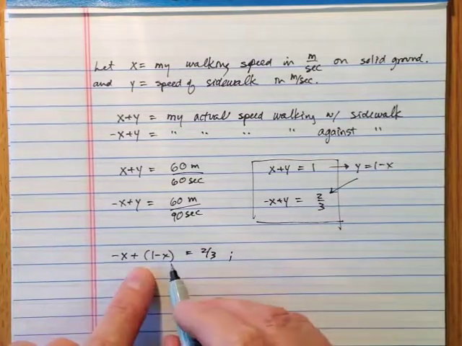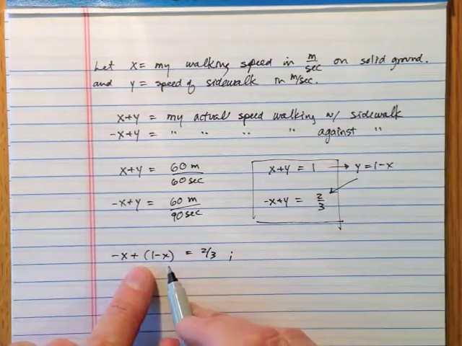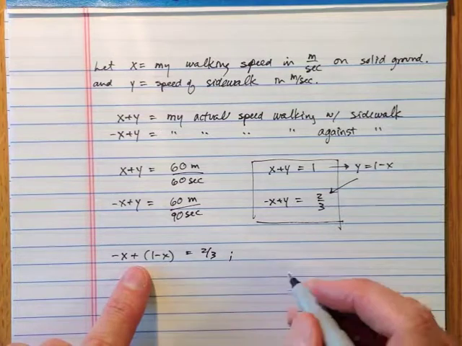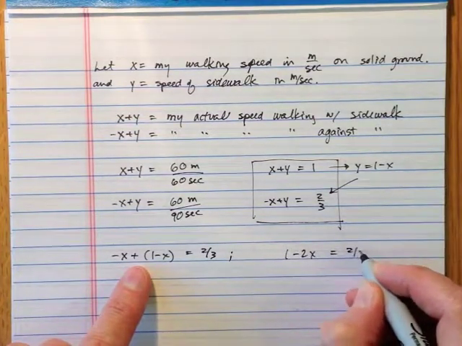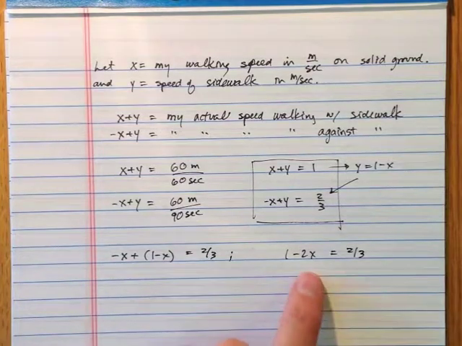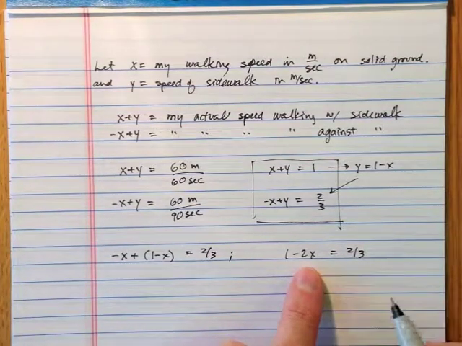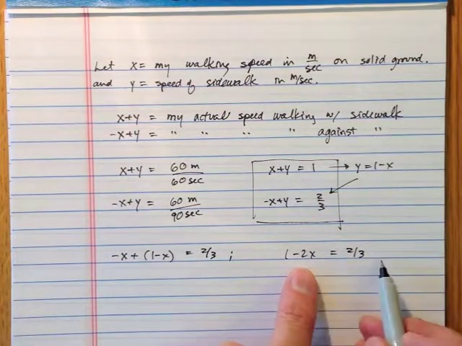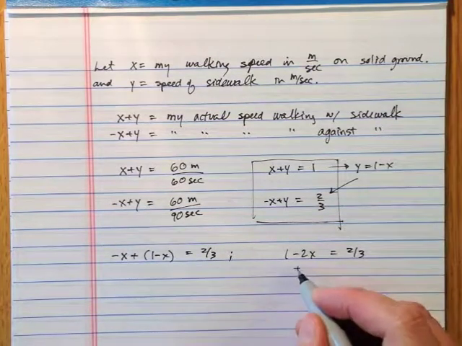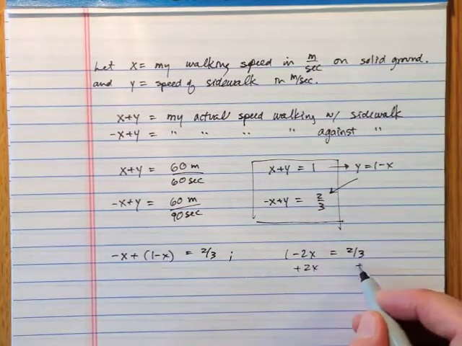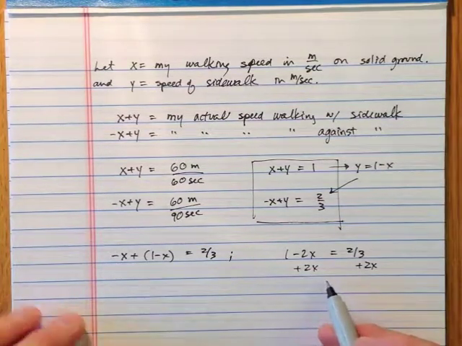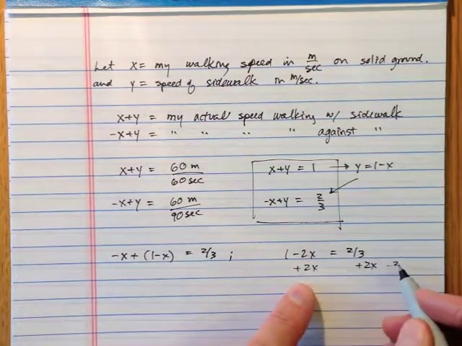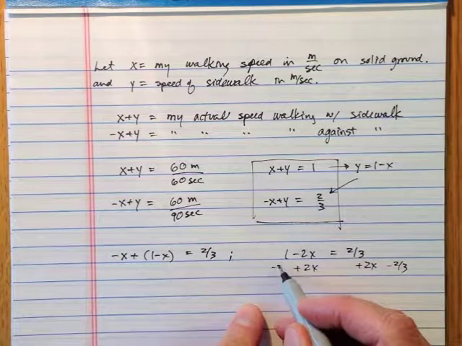I'm going to get rid of these parentheses because I'm just adding. The parentheses don't do anything. So the left side is 1 minus 2x, is 2/3. I'm going to add 2x to both sides because something about negatives I don't like, so I'm just going to get rid of them right now. I know I have to move x somewhere anyway, so I'll add 2x to both sides. I'm going to subtract 2/3 from both sides.